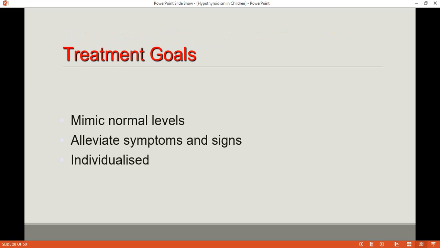Now the treatment goals. Goals means to normalize the hormone levels and alleviate the symptoms. Hypothyroidism, apart from the clinical features, may present with bradycardia, heart failure, and constipation. As you know, these symptoms go away with the passage of time with treatment, and signs also go away, but it is individualized depending upon compliance with the treatment.